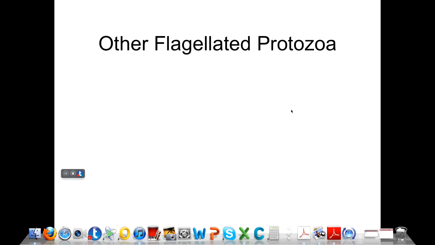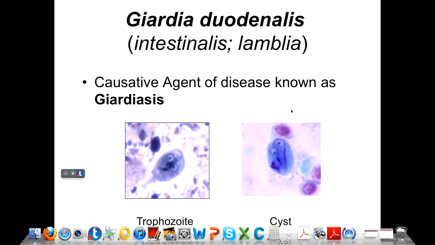Hello! In this lecture, we'll be continuing our discussion of the flagellated protozoa that infect humans, and we'll also cover the major amoeba that cause human parasitic disease. The first parasite that we'll discuss is Giardia duodenalis.